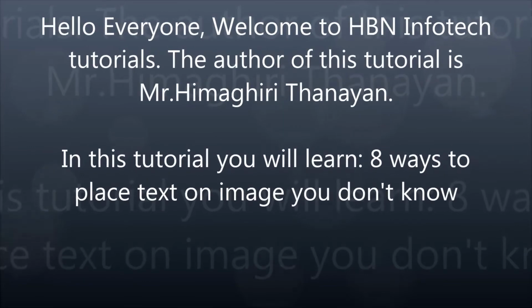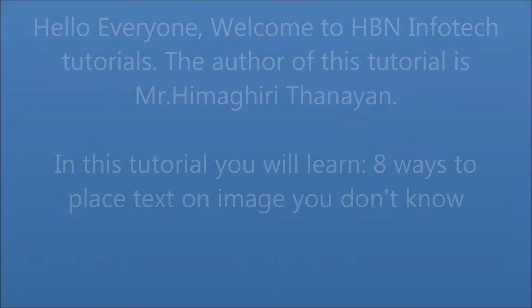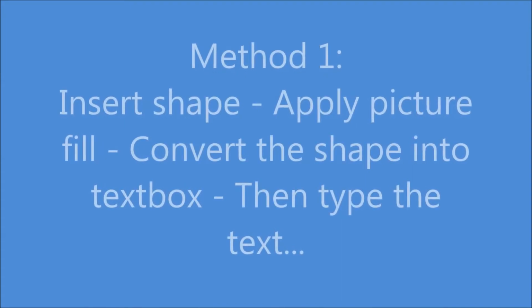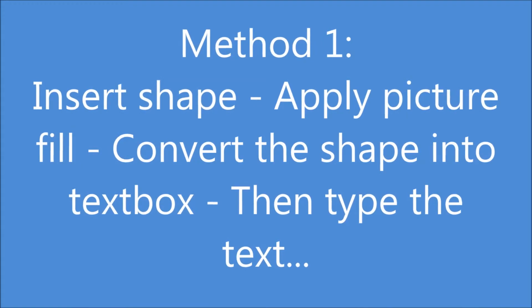In this tutorial you will learn 8 ways to place text on image you don't know. Method 1, insert shape, apply picture fill, convert the shape into text box, then type the text.